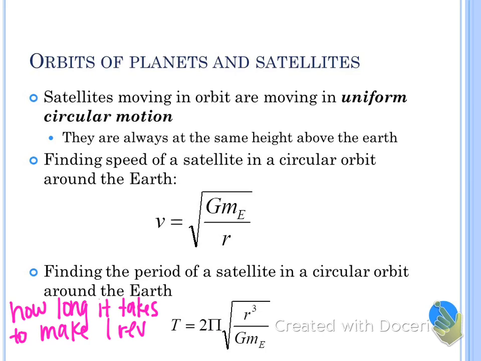Okay, and so even though it seems a little bit silly, period has to be measured in what? Seconds. Yep, it has to be measured in seconds. Okay, in order for G to work, it's got to be meters per second squared, all that type of stuff. So that's 2 pi.